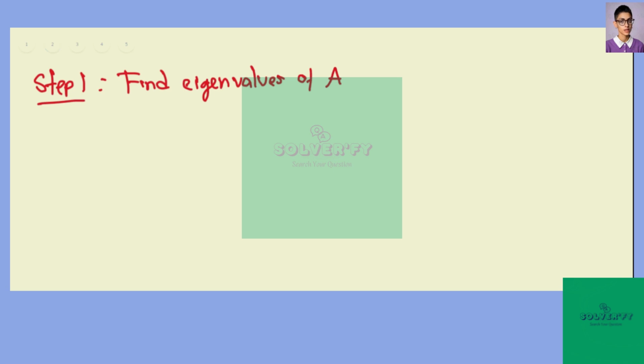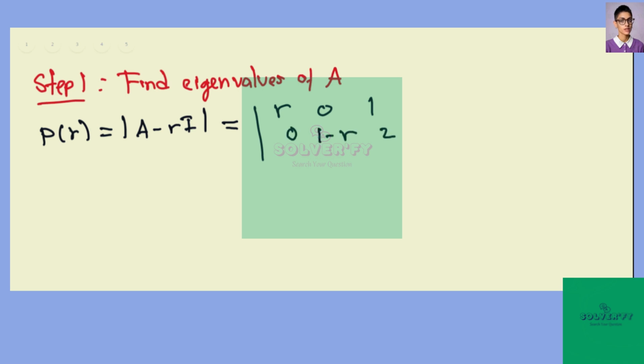Okay, so the first step to solve this problem is to find the eigenvalues of the matrix A. So we need to find the characteristic polynomial, which is the determinant of the matrix A minus R times the identity, which is the matrix with R, 0, 1, 0, 1 minus R, 2, 0, 0, 1 minus R. So this is a triangular matrix, so the determinant of this matrix will be R times (1 minus R).